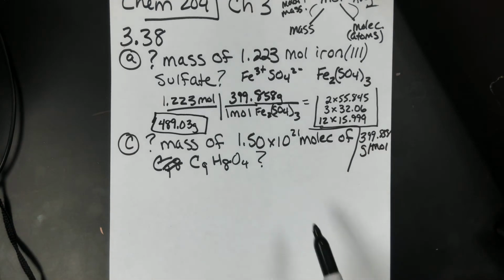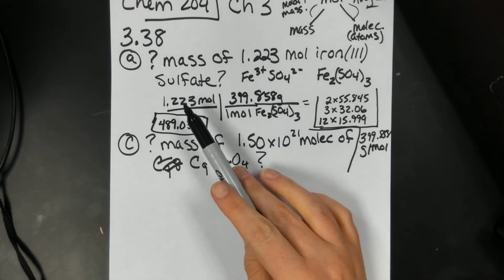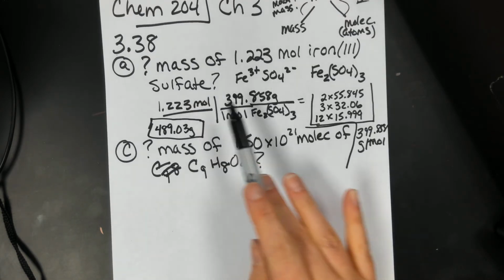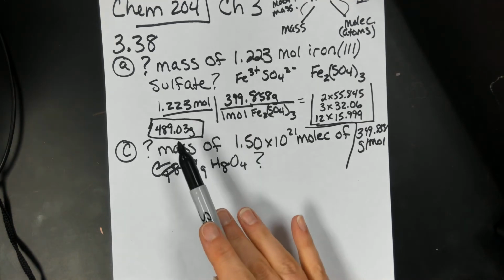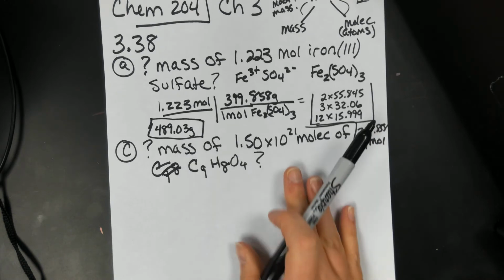Okay, I always like to step back and ask, does my answer make sense? So, 1.2 moles tells me I have more than 1 mole. If each mole weighs about 400 grams, and I have more than 1 mole, my answer should be more than 400. So that does make sense, right?